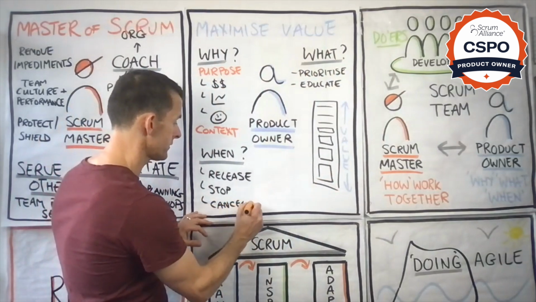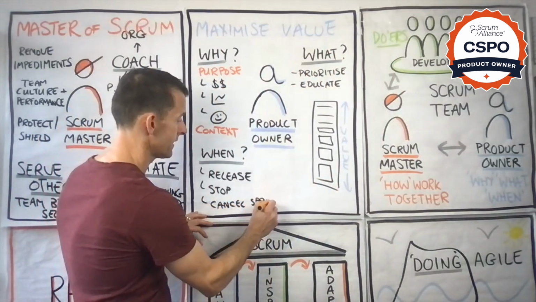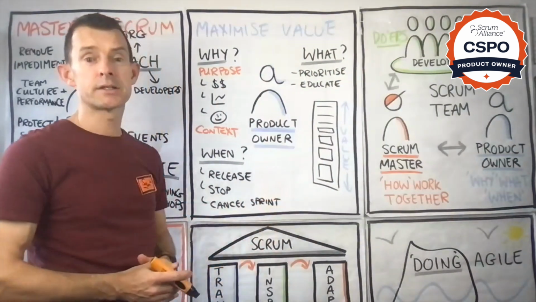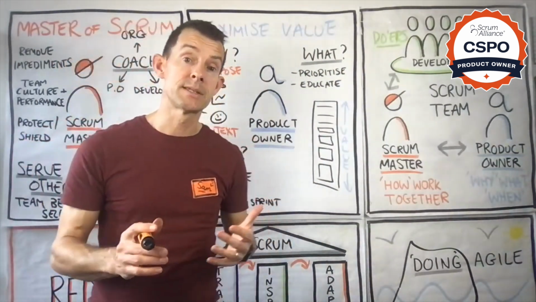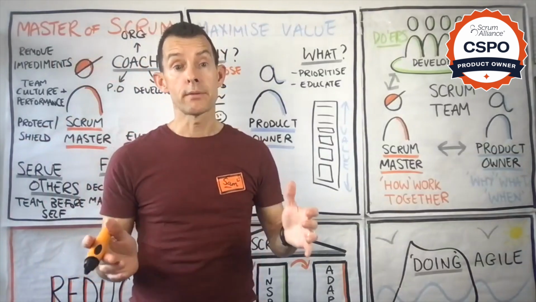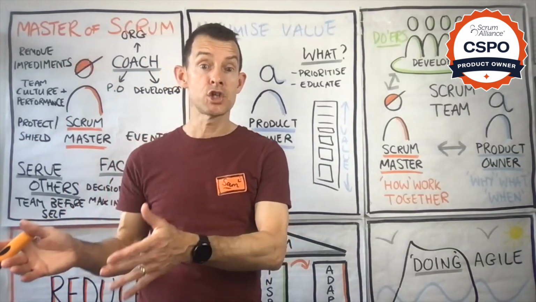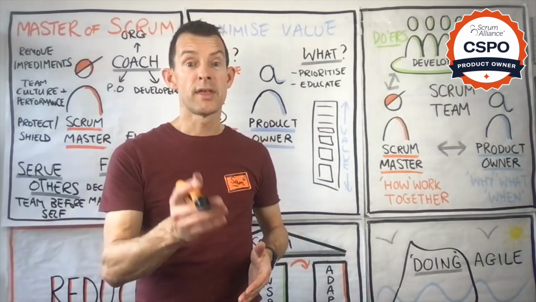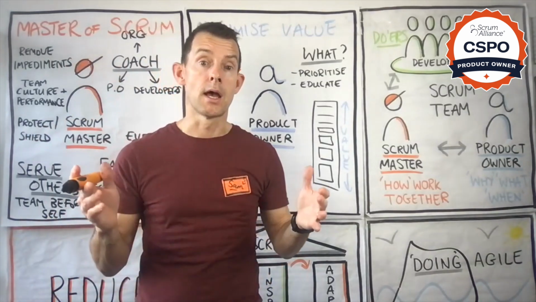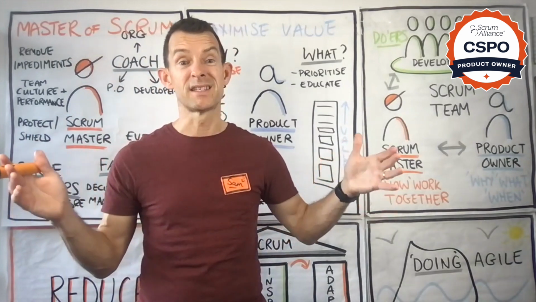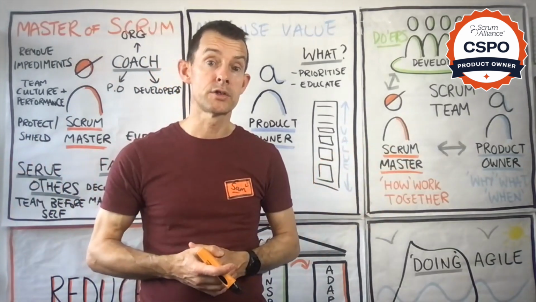And the final one is canceling a sprint. So the product owner has the authority to cancel a sprint. Now, canceling a sprint isn't that common. It's only happened to me once in my career. And that was when we were selling part of the company and we had Scrum teams working on separation activities. Things like separating the people, separating the systems, separating the technology.